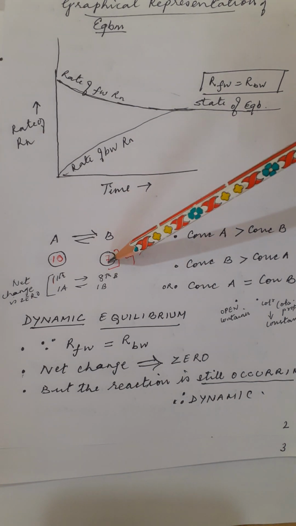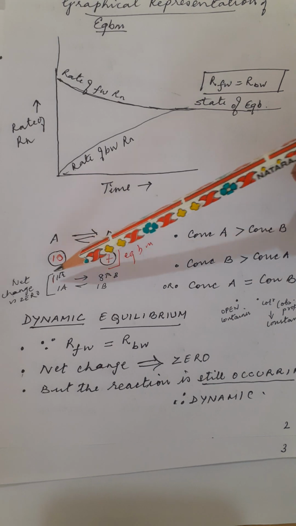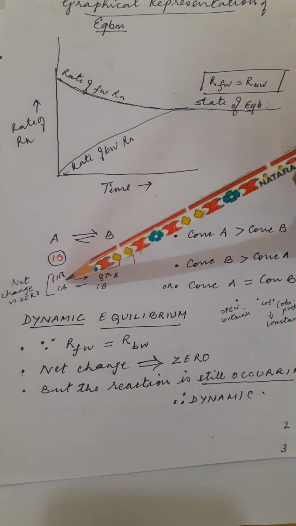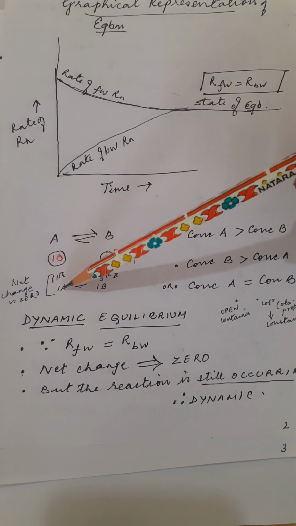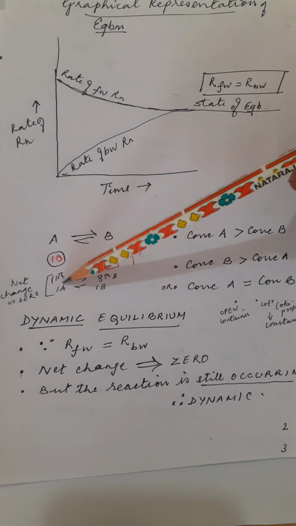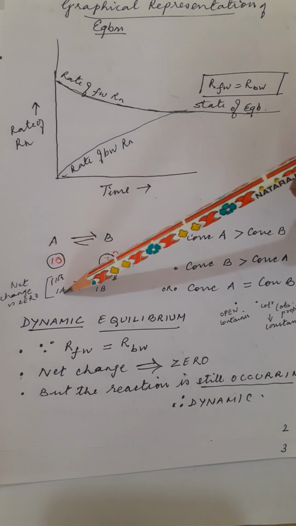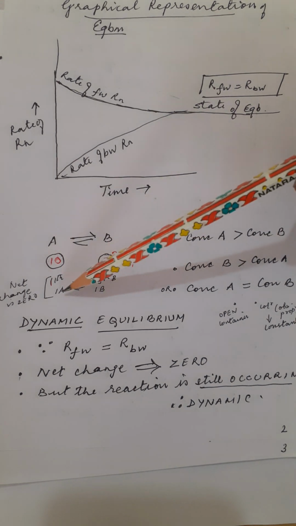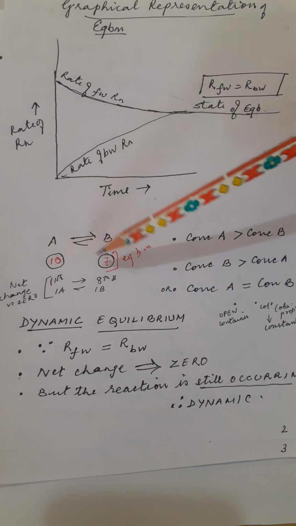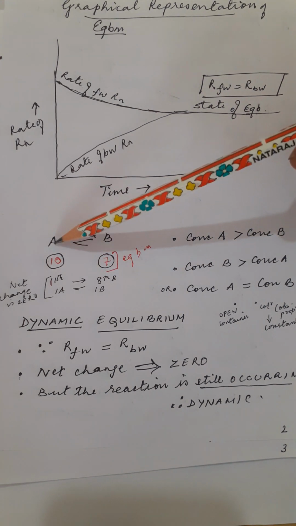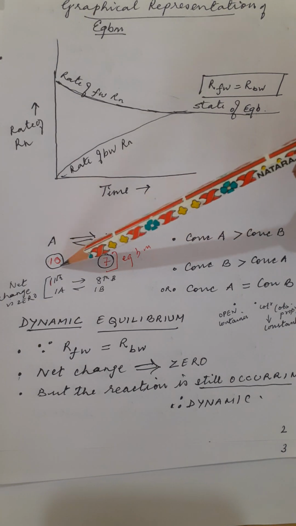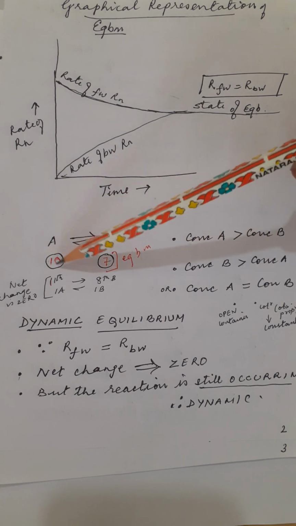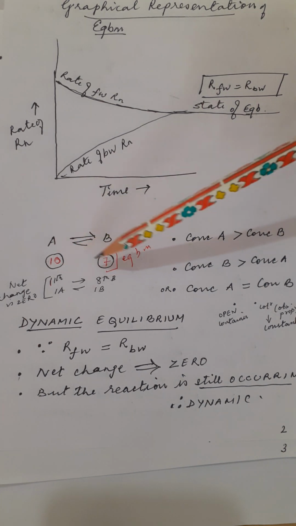After this point, the 11th A that gets converted to the 8th B is followed by 1 B changing to 1 A. That means my net change is 0, because after these two processes, where 1 A changed to 1 B and simultaneously 1 B changed to 1 A, the net change in my concentrations remains the same. That is 0. A is still 10 and B is still 7. At this point, the concentrations of A and B have become constant.